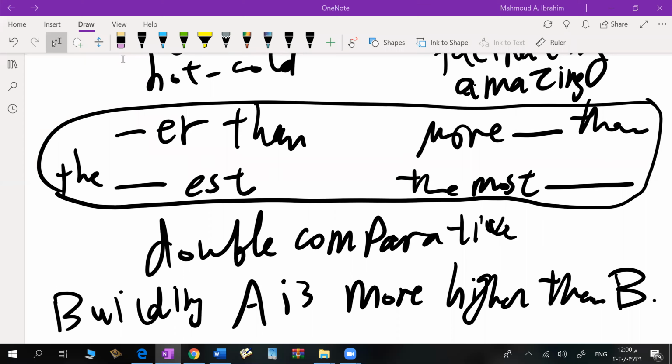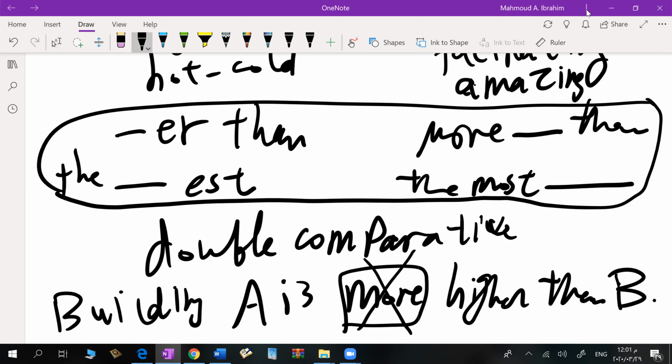More than higher. Is high one syllable or multi-syllable? One syllable. So how do we form adjectives with one syllable? Building A is higher than... Is higher than, yes. We only add er then. No need here for more.